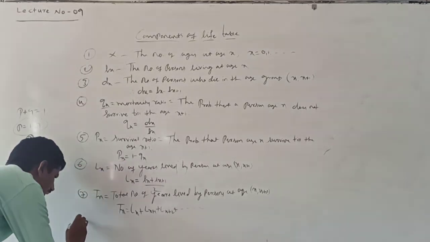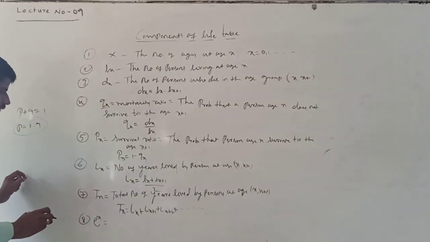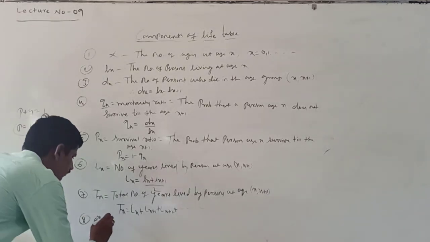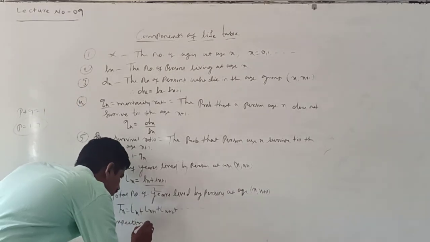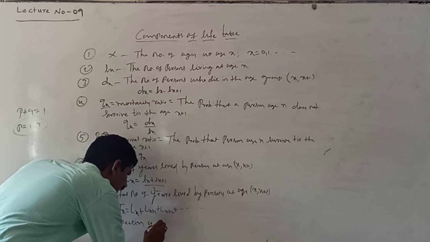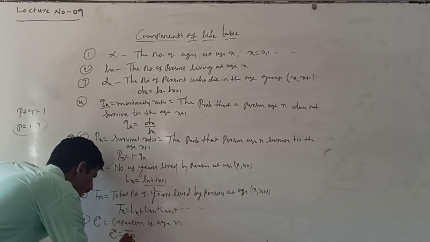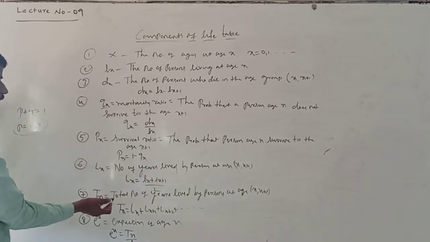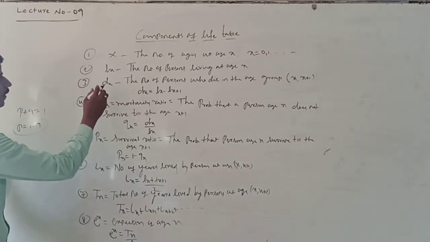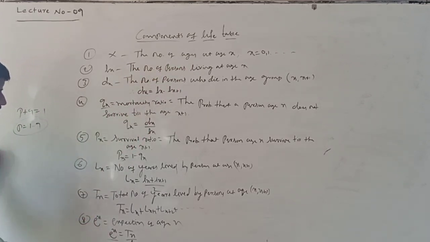And last component is ex, that is expectation. Ex is the expectation of life at the age x. It can be calculated as ex equal to Tx by lx, where Tx is the total number of years lived by the persons divided by the number of persons living at age x. Then we get the ex value.